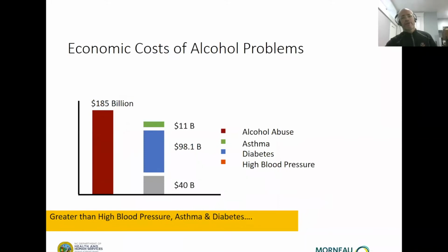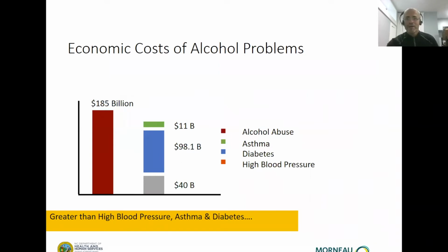I thought this was a very interesting slide. I kept this slide because look at the economic cost. When you combine those of asthma, diabetes, and high blood pressure, they don't match that of 185 billion, which is the economic cost of alcohol problems in our communities.